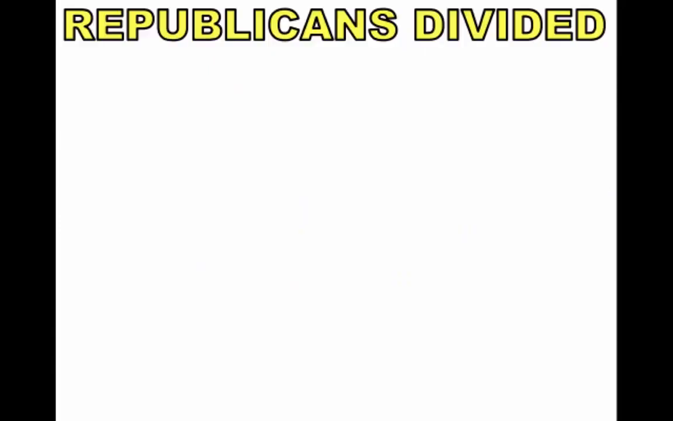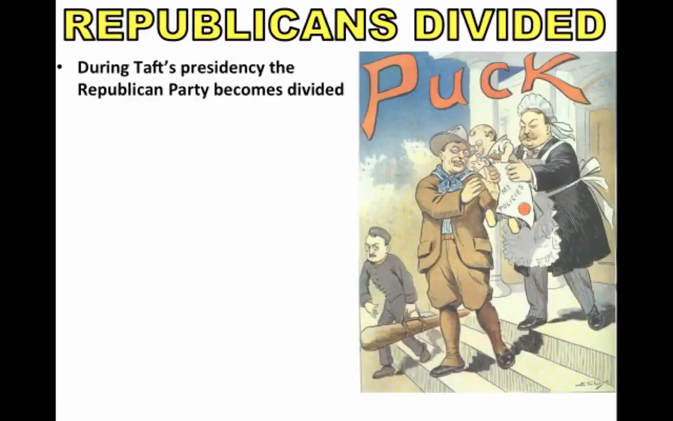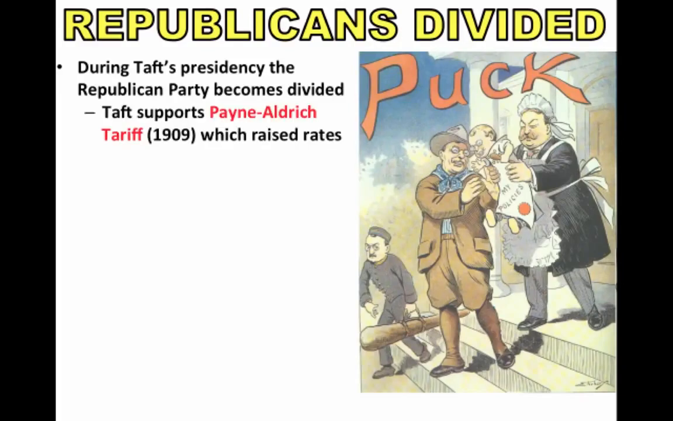Keep in mind, when we last left off, the Republican Party was divided, and it's really during Taft's presidency that the Republican Party divides, and it's really between the supporters of Theodore Roosevelt and William Howard Taft. And there's a couple of events that take place to cause this division. One, Taft supports the Payne-Aldrich Tariff of 1909, which raised the rates of the tariff. And really, progressives within the Republican Party don't want this to occur. They wanted to see the tariff decrease, if anything.